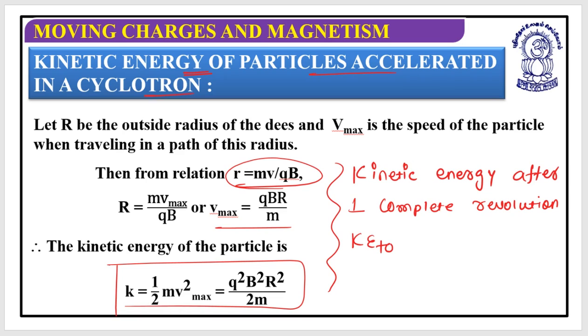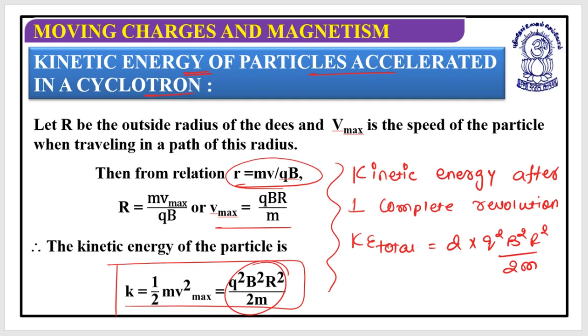This total kinetic energy would be equal to 2 times q square b square r square by 2m. Yes, because one of them is due to D1 and another one is due to D2. So when they move in one complete revolution, it is twice by each D. I hope this is clear. Is it clear? So this kinetic energy would be equal to q square b square r square by 2m.